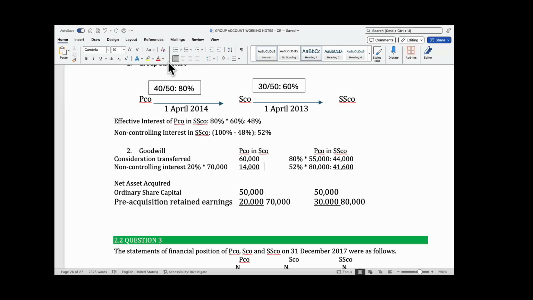Okay, I'll just have to repeat myself again. This consideration transferred is how much the parent paid in ESCO, this 60,000. And this consideration transferred of 44,000 is how much the parent paid in SSCO, which is 80%, which is what we have in ESCO, times what ESCO paid. That is what we effectively have paid. That's why we're using 80%.